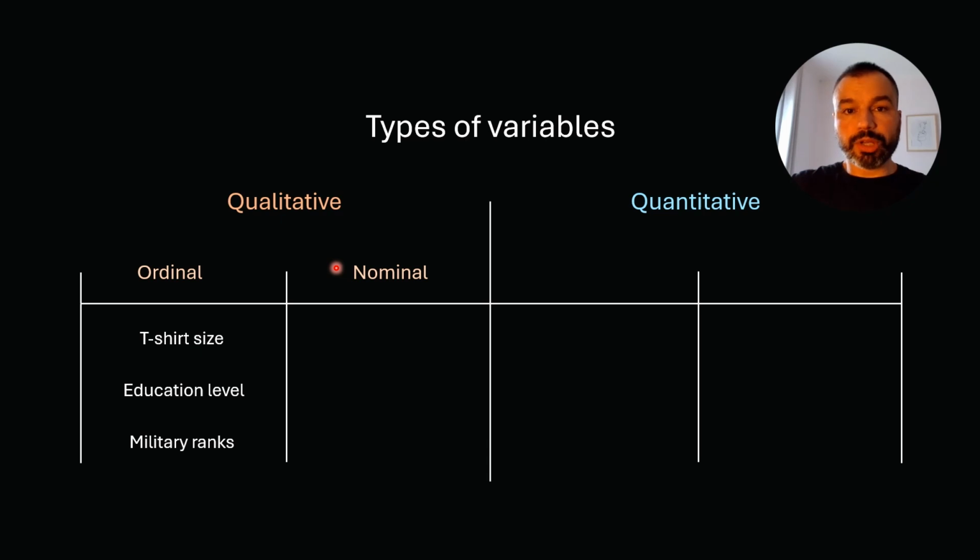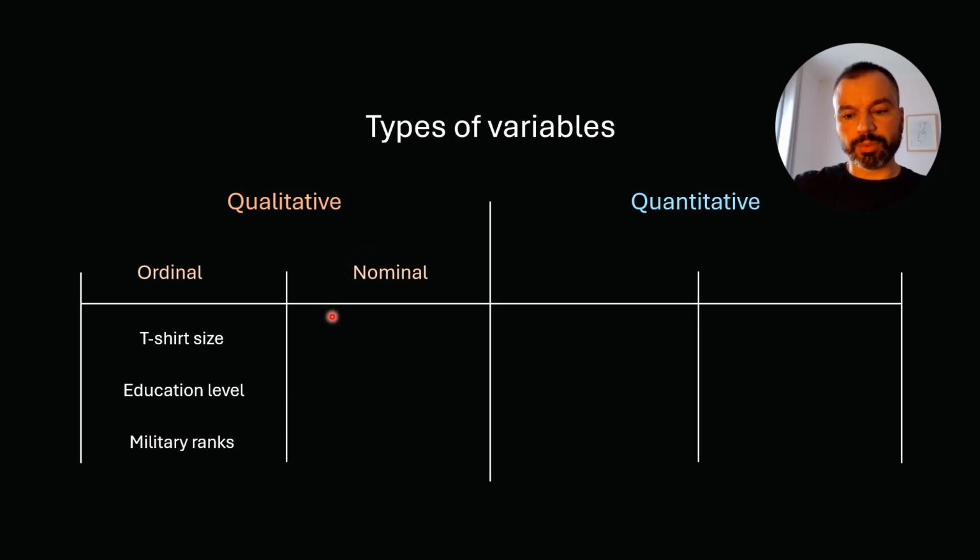Then we have nominal variables. And the difference between ordinal and nominal variables is that with ordinal variables, we have a hierarchy between the different modalities, whereas with nominal variables, we don't. We don't have a hierarchy between the different values the nominal variable can take. There's no order of arrangement.